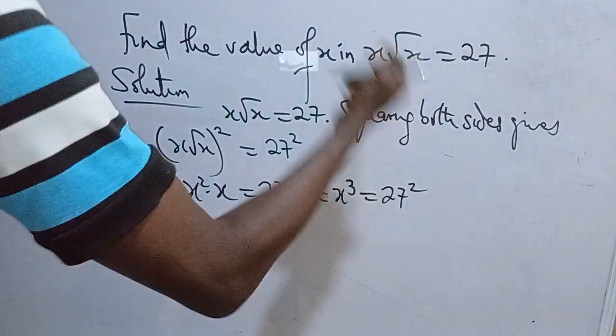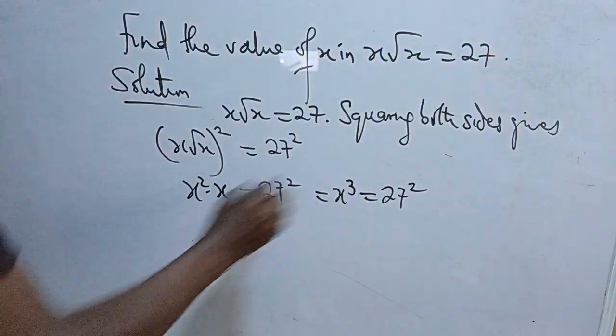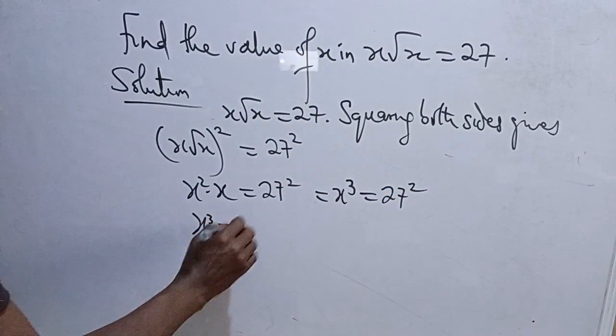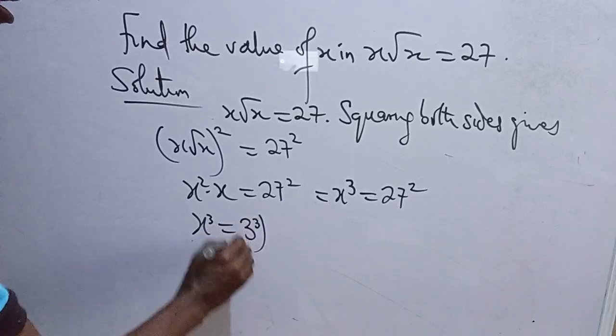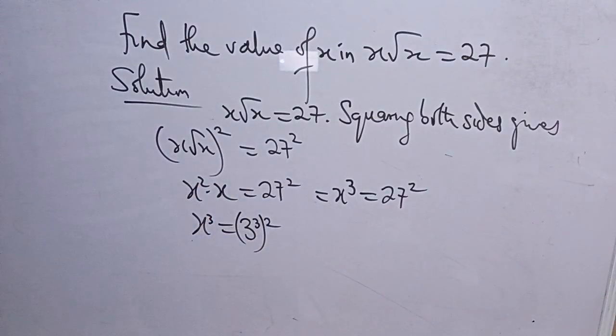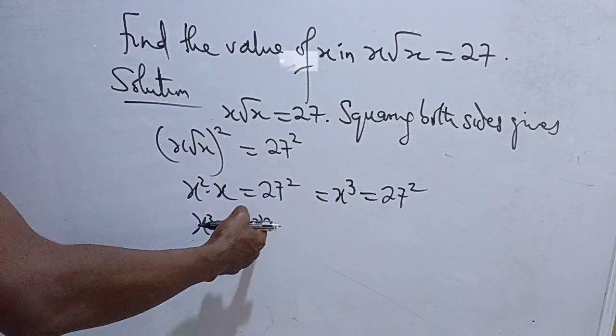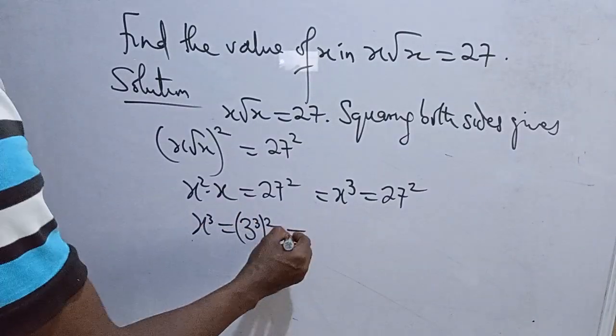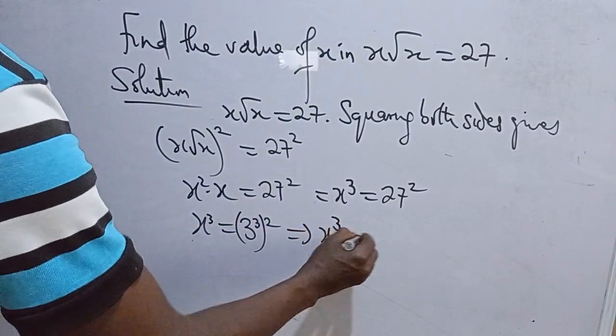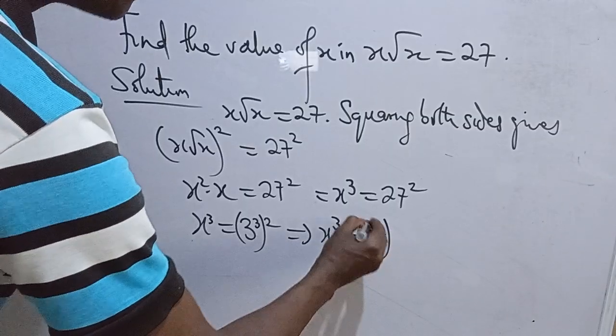Now we can get a multiple of 3 for 27. So we have x raised to the power 3 is equal to 3 raised to the power 3, all raised to the power 2. Now, this 3 raised to the power 3 all raised to the power 2 can be written by interchanging 2 and 3. So we can say x raised to the power 3 is equal to 3 raised to the power 2, all raised to the power 3.